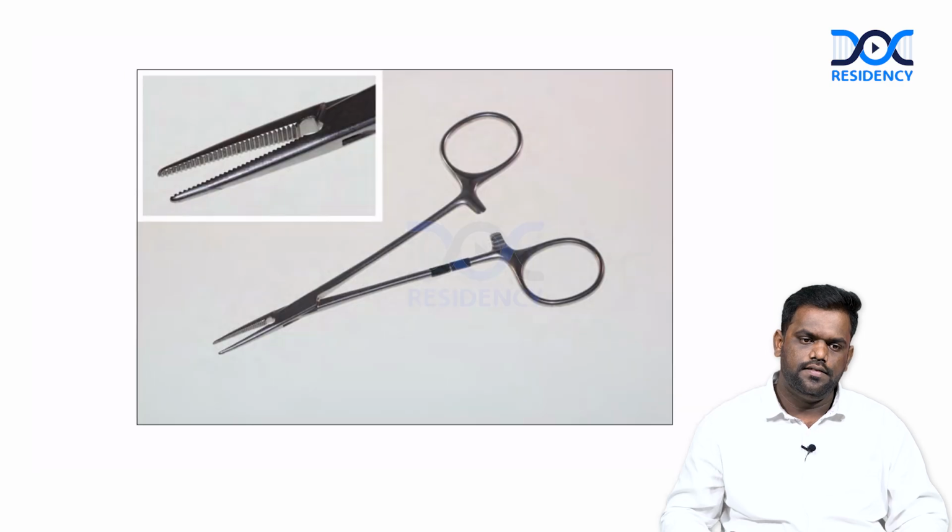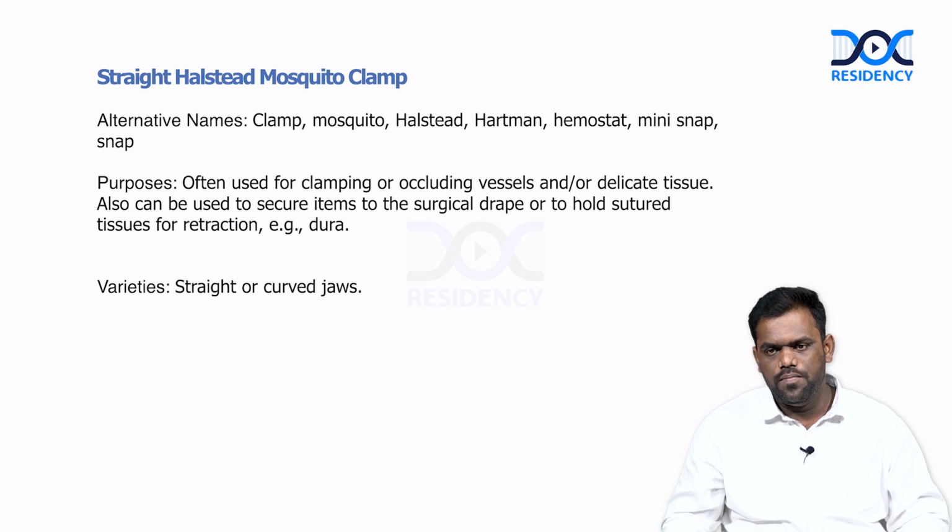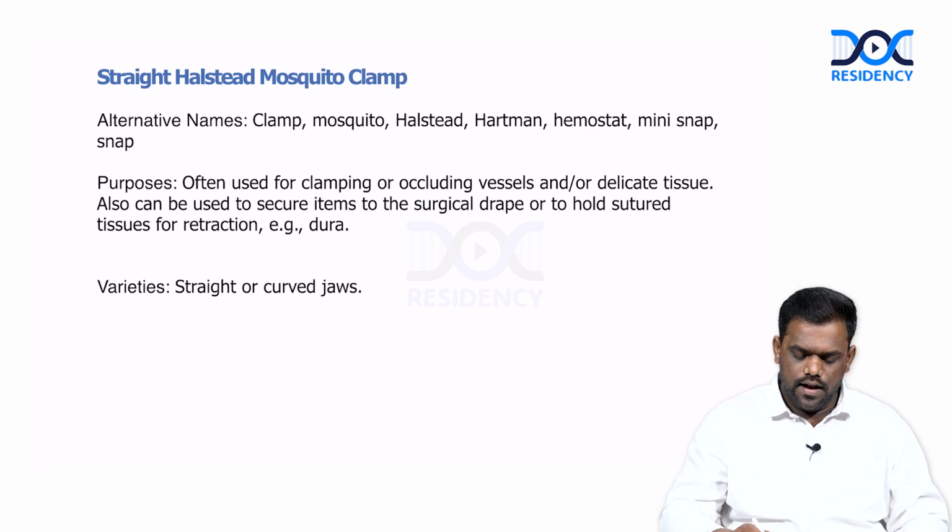Next, identify this clamp. This is your straight Halstead mosquito clamp, simply called straight mosquito. Otherwise called clamp mosquito, Halstead, Hartmann, hemostat, mini snap. It is often used to occlude or clamp the vessels or delicate tissues. It can also be used to secure items to the surgical drapes, or hold suture tissue for retraction, for example, dura.